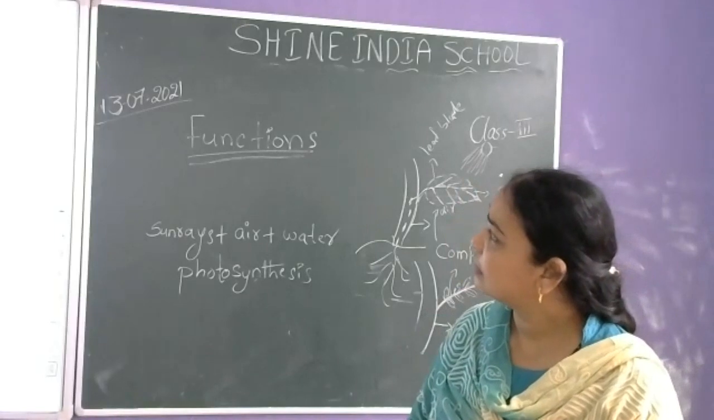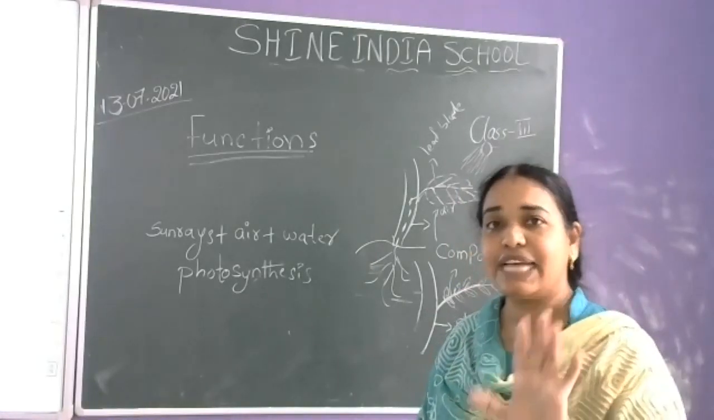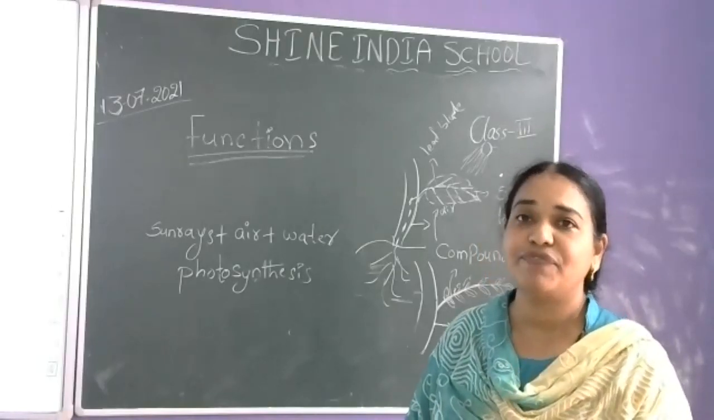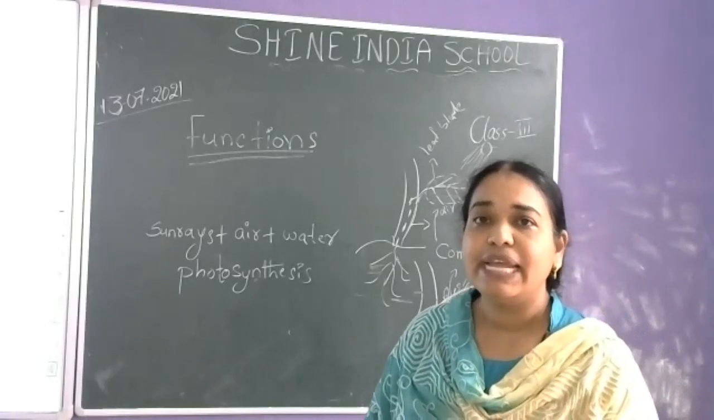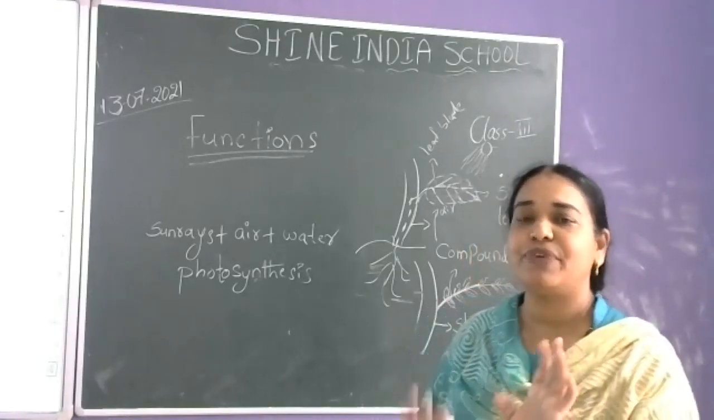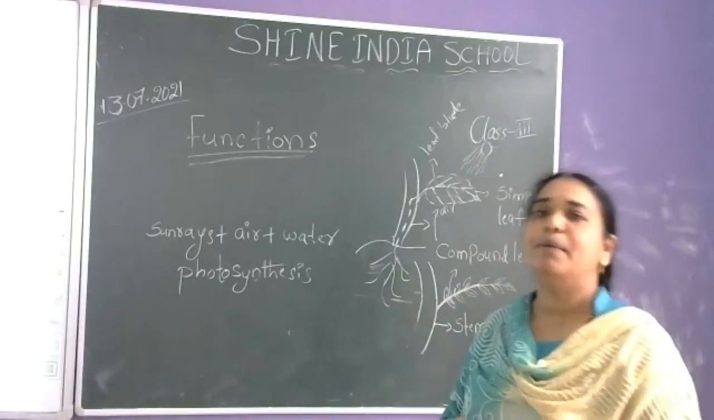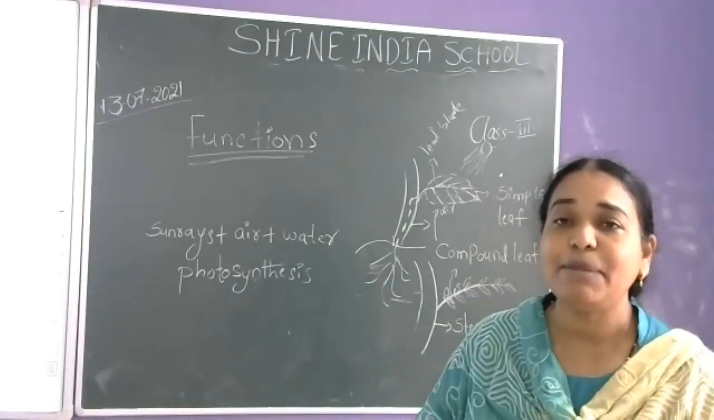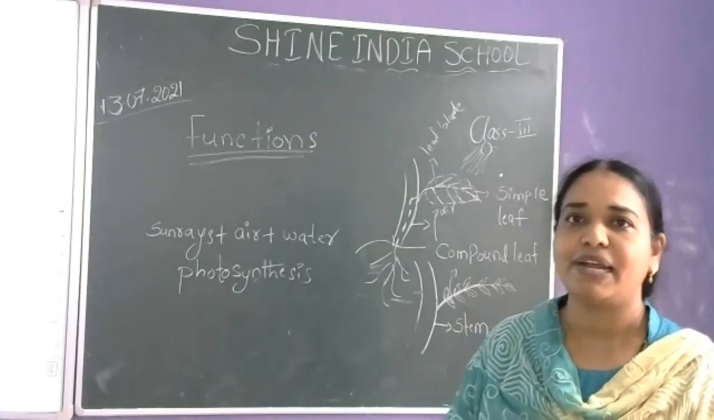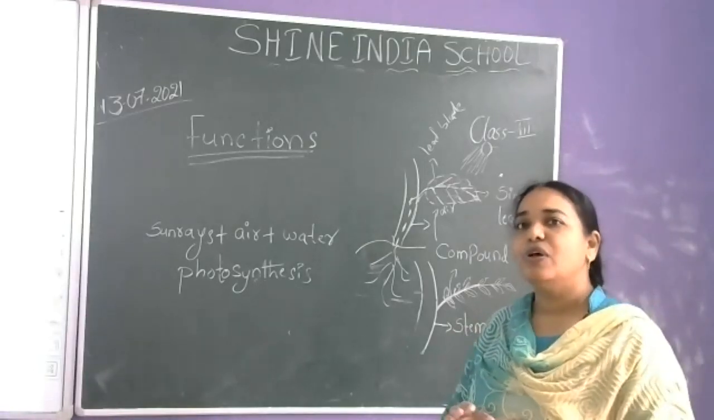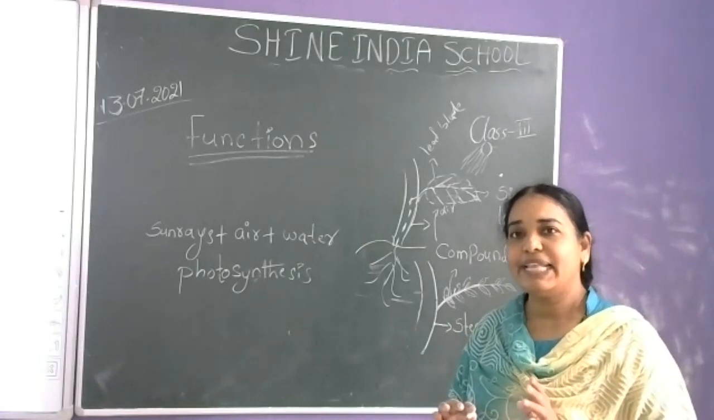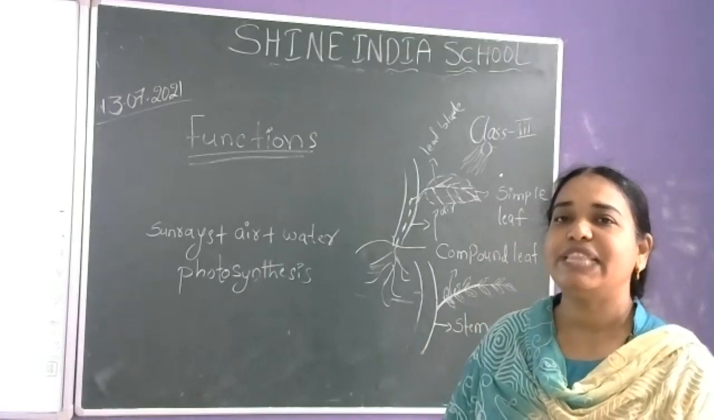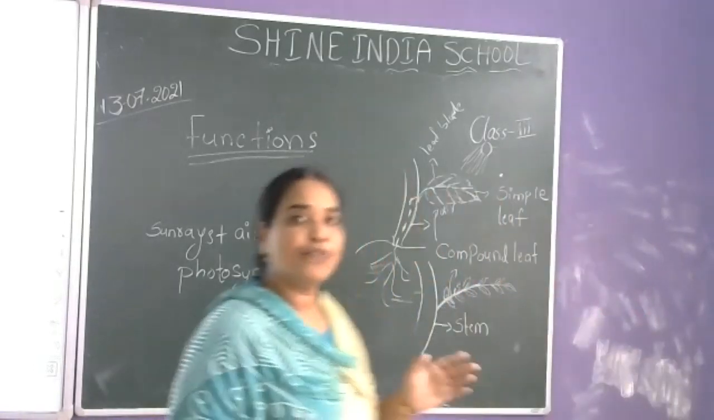Sunlight, air, water. Okay. By using sunlight, air and water, the leaf is preparing the food. That means the main function of the leaf is preparation of food for the plant. The leaf prepares the food and transfers it to the other parts of the plant. So what is the main function of the leaf? It prepares the food for the plant. Clear? So now we have an idea that for the total plant body, the leaves are preparing the food. So with the leaf only, the plant is getting the food material.